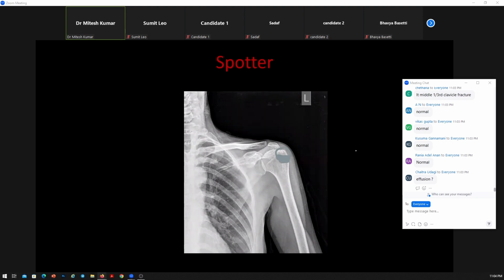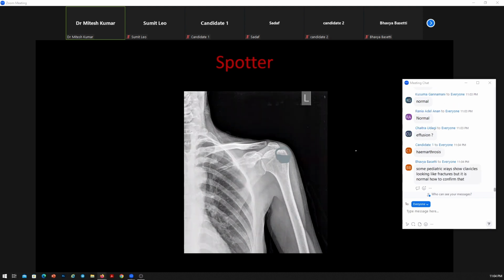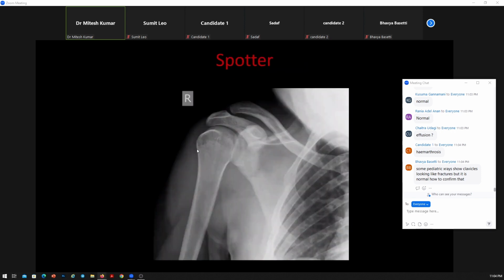Yes. Chetra has mentioned effusion, yeah. Hemarthrosis, yes. So this is how I wanted to show hemarthrosis, fat-blood interface. Unfortunately, I do not have an X-ray, so I just thought of showing you guys something like this. Some pediatric X-rays show clavicle looking like fractures, but it is normal. How to confirm that? Try to get a second view. Another spotter.